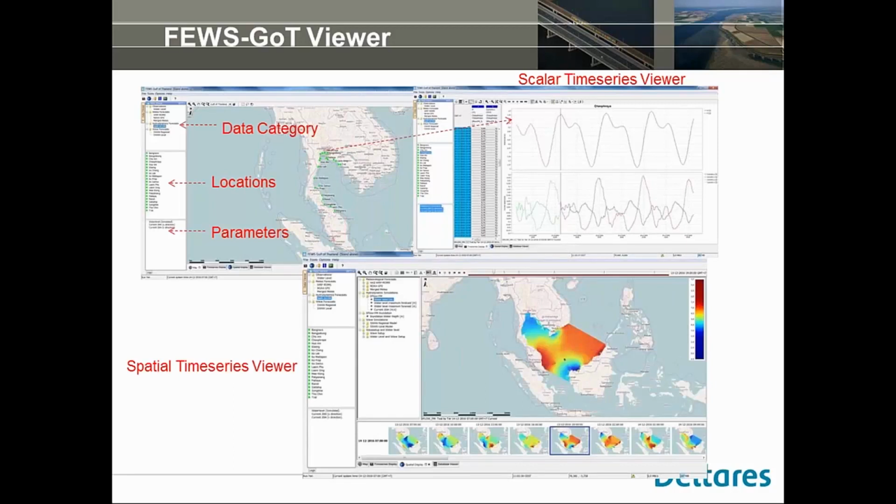And the data can also be visualized in two dimensions. So here is the spatial time series viewer, which shows the DFlow-FM water level forecast. And you can play the animation here inside Delft-FEWS by clicking this play button. Here, this timer indicates the time of the output of the water level. You can also see the current system time here down below.